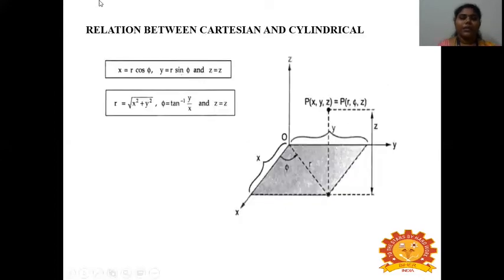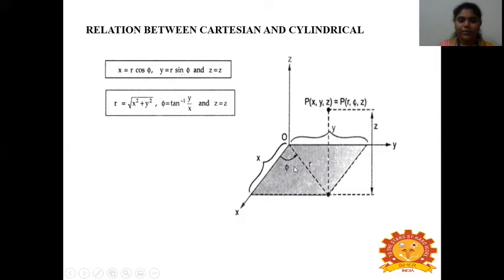Next, we will see the relationship between the Cartesian and cylindrical coordinate systems. This is the point P, which we can plot using a Cartesian coordinate system, that is x, y, z, and a cylindrical coordinate system r, phi, z. If we have a Cartesian coordinate system and want to convert into cylindrical, the formula will be x is equal to r into cos phi, y is equal to r into sin phi, and z will be equal to z itself. So see here, first we need the value of r.